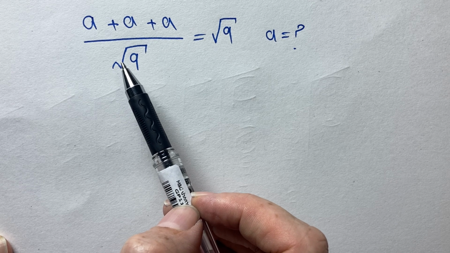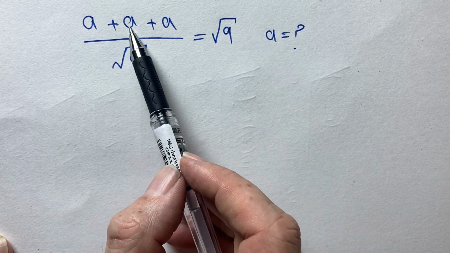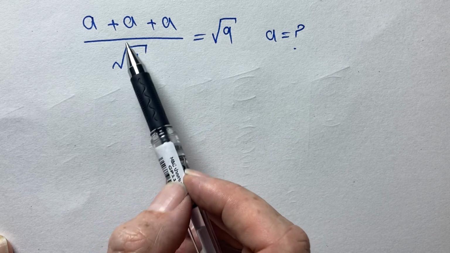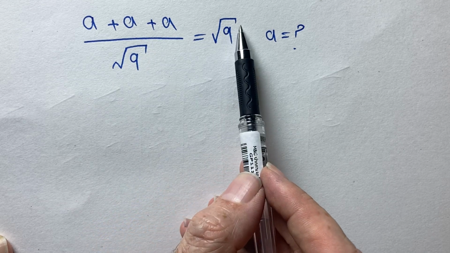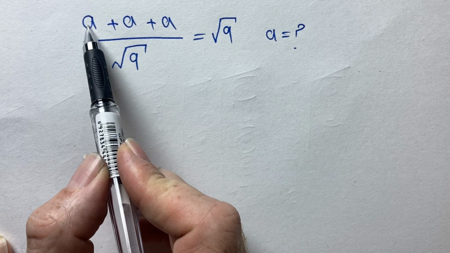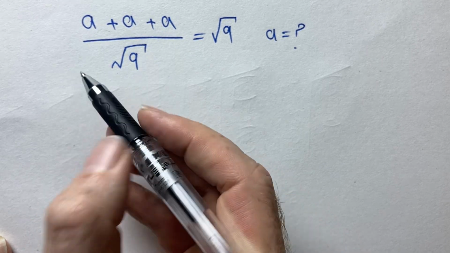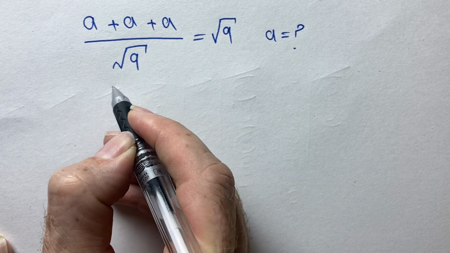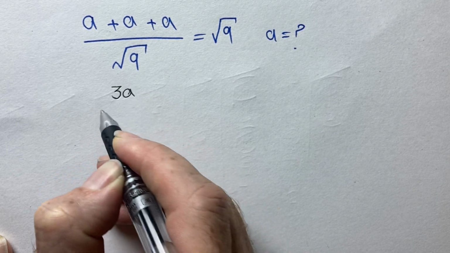In this video, we are going to find the value of a where (a + a)/√9 = ∛9 (second root of 9 as spoken). To start the solution, I'm going to work on this numerator. a + a is the same as 1, 2, 3, so it can be written in the form of 3a over.